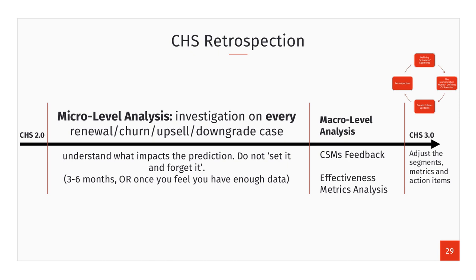After I do the macro-level analysis, I'm ready to launch the third version of the customer health score. With the help of the cycle, I'm going to adjust the segments, metrics, and action items. So this is the process that I follow.